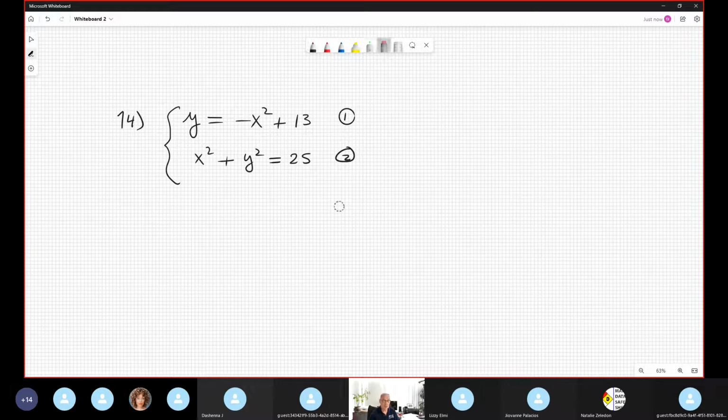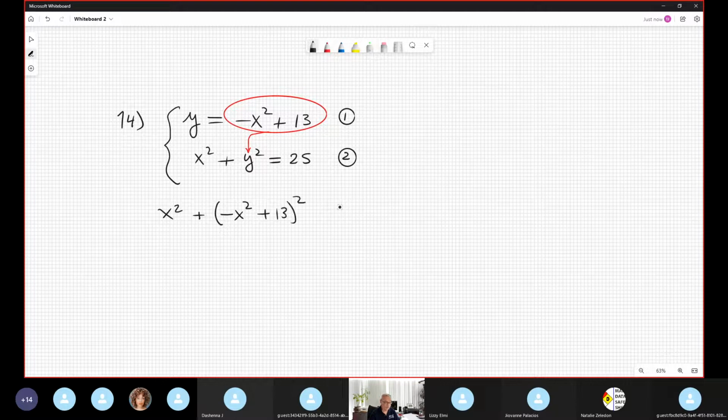However, I take advantage. In equation 1, y is already isolated. And you take this expression and substitute here. So we have x squared plus, in parentheses, minus x squared plus 13, squared equal 25.